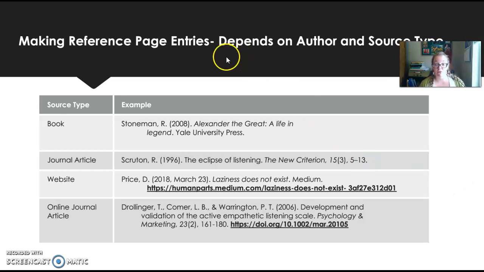So that information is always going to come first. If you see in this example for a book, Stoneman is the last name of the author, R is the first letter of their first name, and then this year, 2008. And then they have the title and the publication.